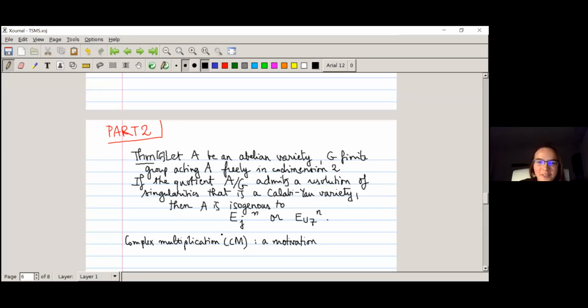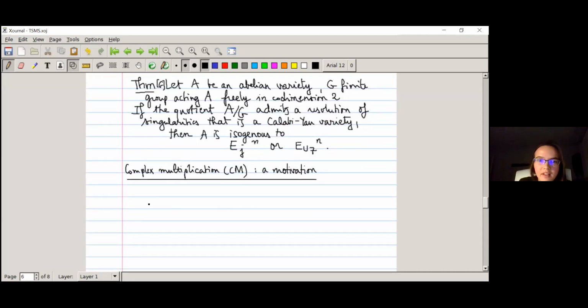So thanks everyone for joining for the second part, if you're still there. In the second part, I want just to give a motivation about what is complex multiplication for abelian varieties, and then explain how it's used to prove the theorem that I just wrote about. So a motivation for this is the following theorem. That's actually not so difficult to prove.